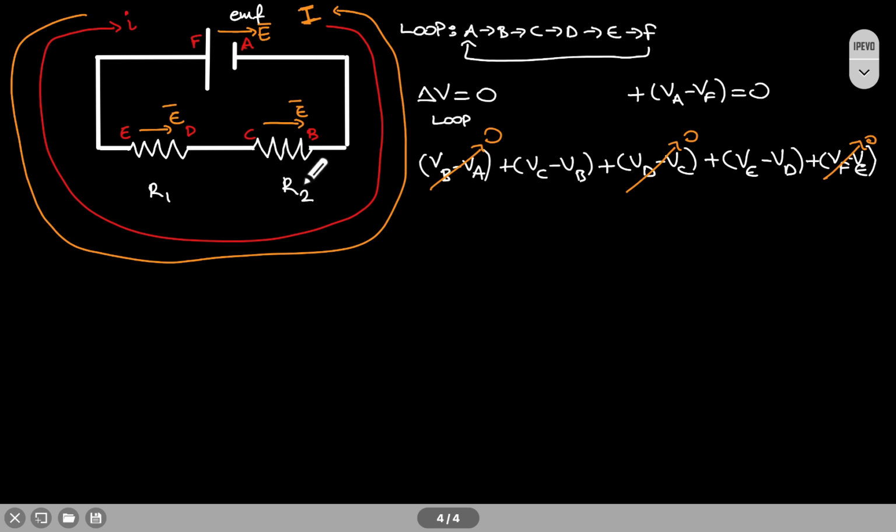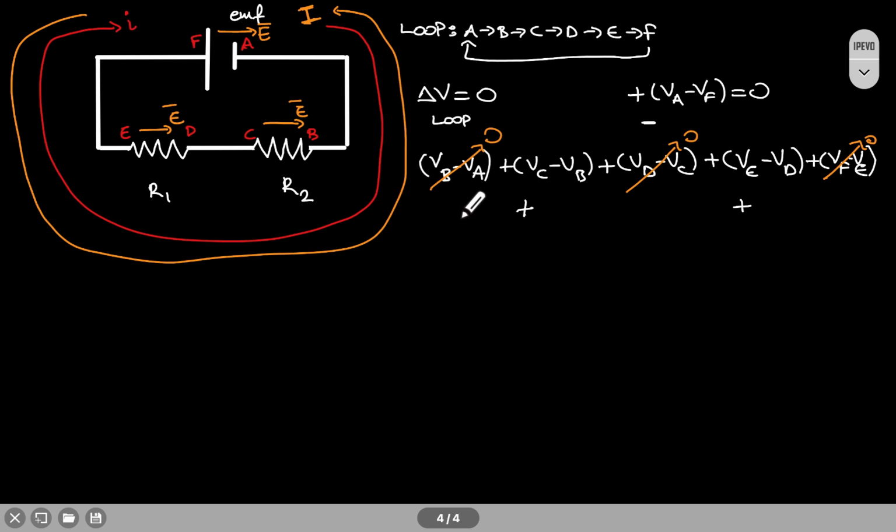From B to C, the electric field points to the right. So I'm moving to the left, opposite to the direction of the electric field, and the potential increases. So that's a plus. From D to E, same idea, electric field points to the right, I move to the left, the potential needs to increase, so that is a plus. From F to A, I move in the same direction as the electric field, this needs to be a minus.